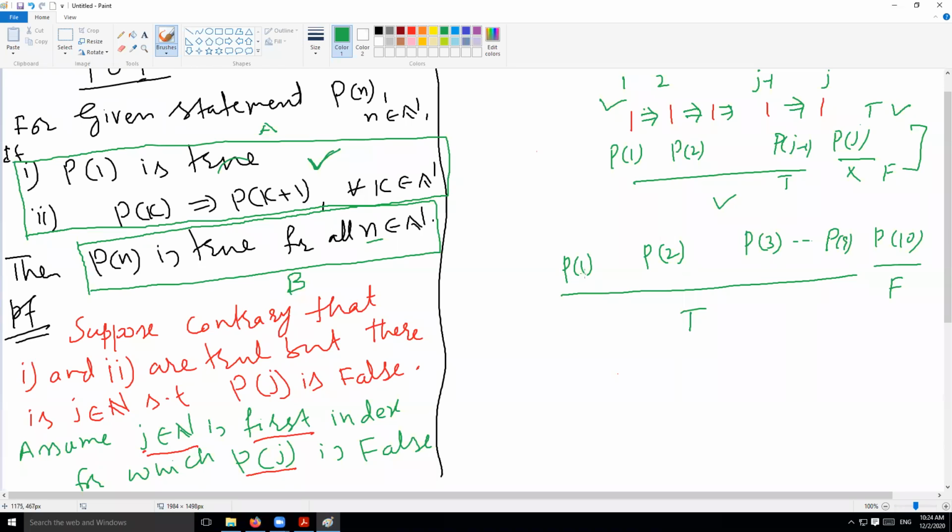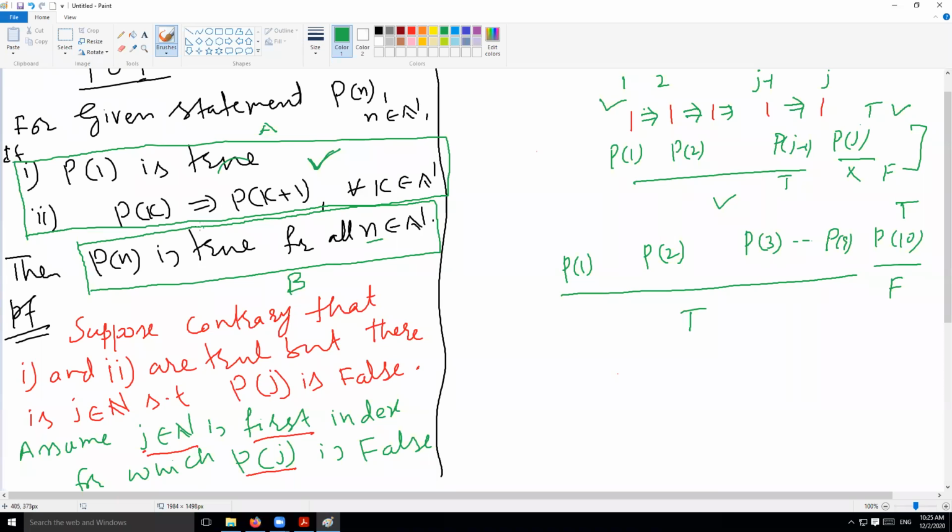What do we mean by implies? If p of 1 is true, then p of 2 is true. And if p of 2 is true, then p of 3 is true. And if p of 3 is true, p of 4 is true. And similarly, if p of 8 is true, p of 9 is true. And if p of 9 is true, by part 2, we get that p of 10 is true. Now that's a contradiction. First we were saying that p of 10 is false.